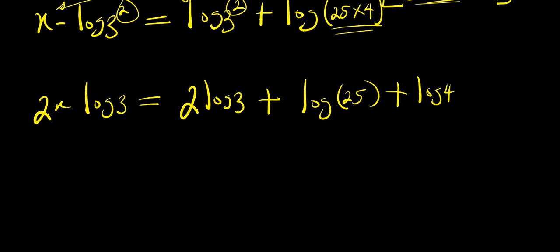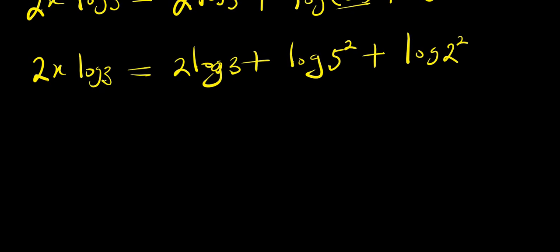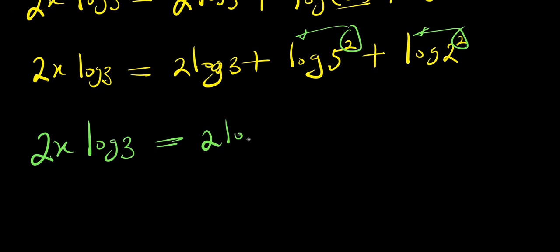So from here, I'll have 2x times log 3 equals 2 times log 3 plus log 25, 25 is 5 power 2, plus log 4, which is 2 power 2. Remember, the 2 here will come behind this, and this comes behind this. So from here, we have 2x times log 3 equals 2 log 3 plus 2 log 5 plus 2 log 2.